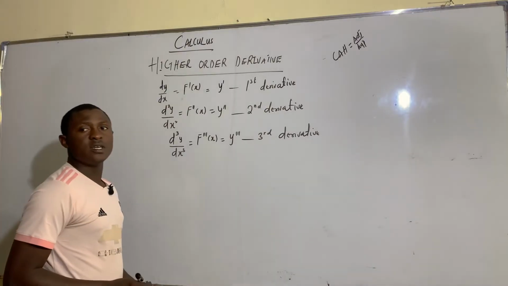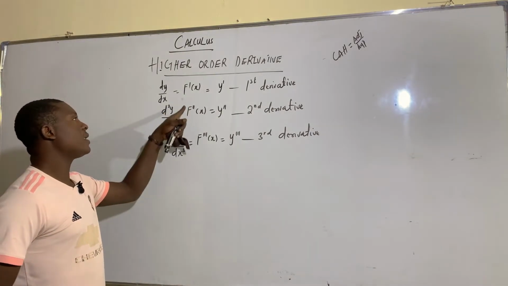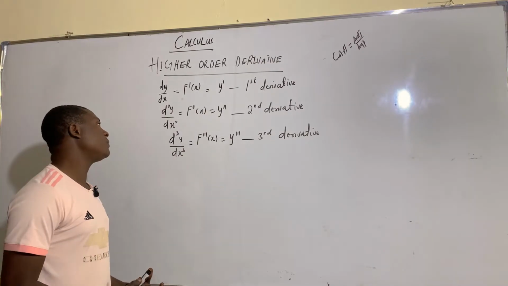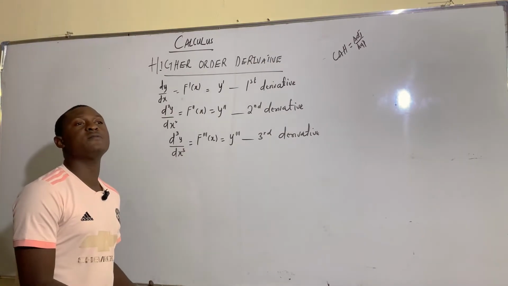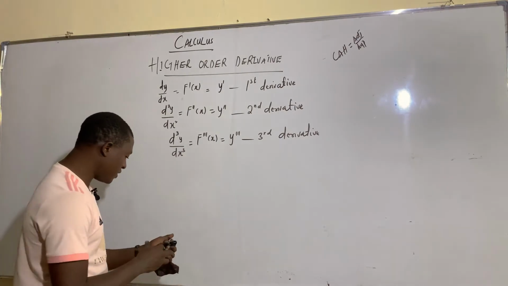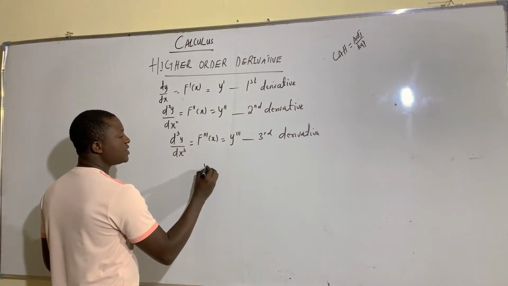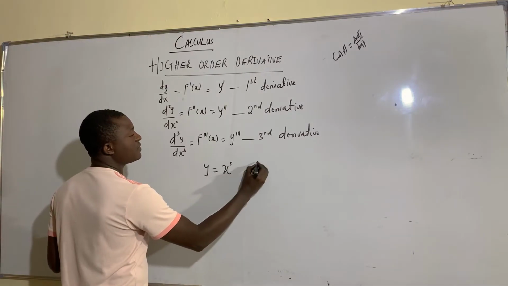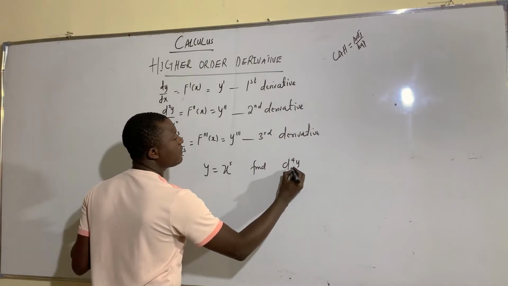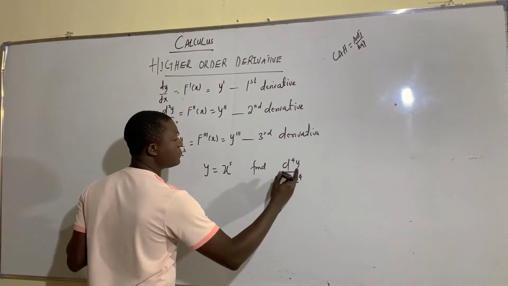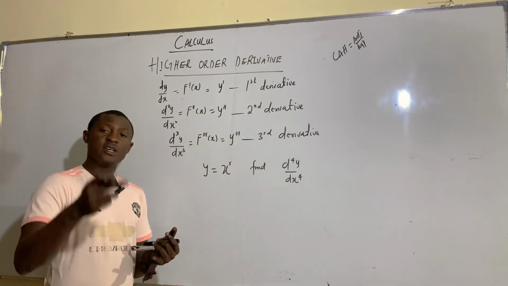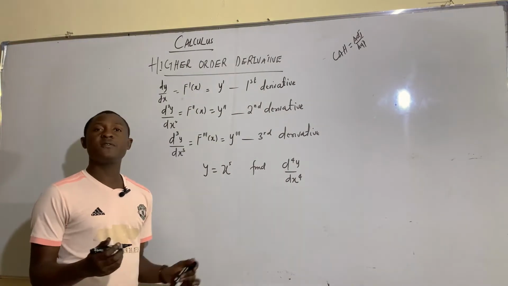But the thing is, if you don't have the first derivative, we cannot have the second derivative. If you don't have the second derivative, we cannot obtain the third derivative. We get the first derivative, then the second derivative, then the third. For example, maybe they said y is equal to x⁵, and they said I should find d⁴y/dx⁴. That means I'm looking for the fourth derivative.